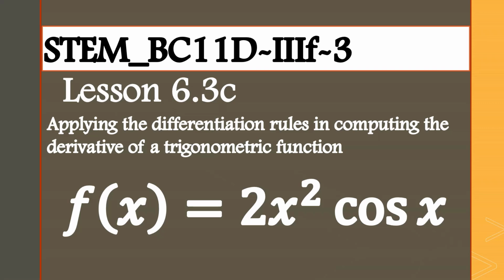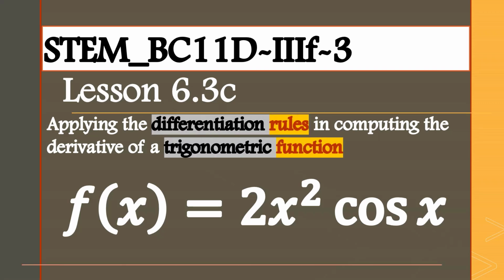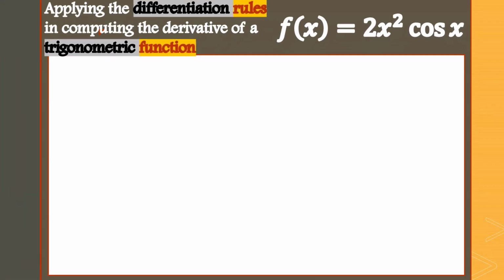Let us use the already proven differentiation rules in computing the derivative of this given function. Our function contains cosine, hence it's one of the examples of trigonometric functions, and if we are to look for its derivative, we are going to use here the differentiation rule specific to cosine. We have here our function f of x is equal to 2x squared cosine x.